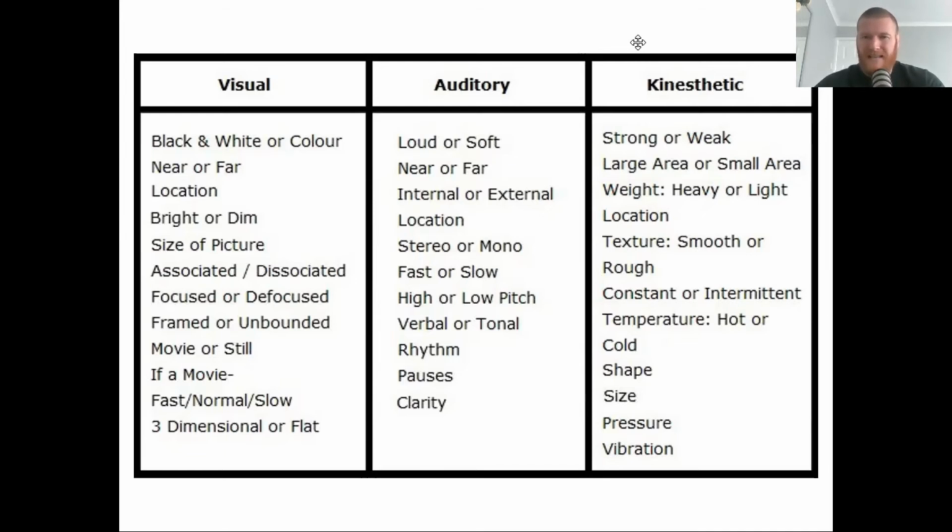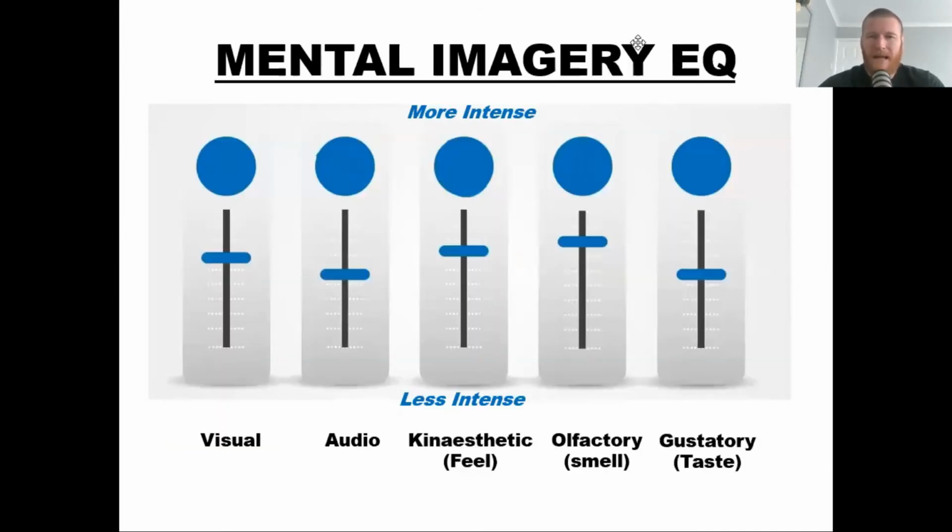And how we use it is like this. So this is your mental imagery equalizer. Along the bottom, we've got all our representational systems, so our senses: visual, audio, kinesthetic, smells, and tastes. And it's just like an equalizer on a stereo. We move the visual up the dial, it becomes more intense. We move it down, it becomes less intense. Same with audio. Volume goes up, volume goes down. Kinesthetic, more intense feeling. We lower it, it's a less intense feeling. That's how we manipulate these modalities.